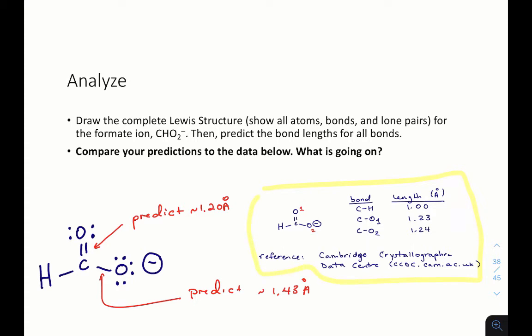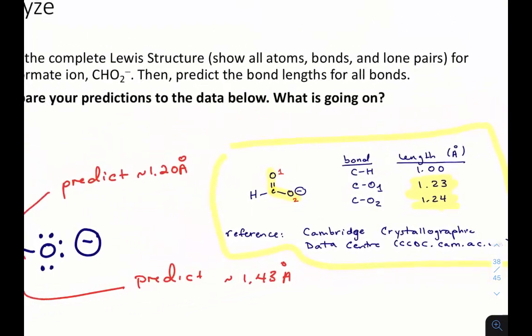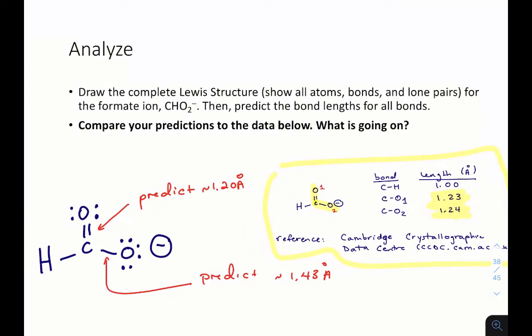It turns out that carbon-oxygen bond number 1 and carbon-oxygen bond number 2 have a pretty similar bond length of about 1.23 angstroms. So those two bonds have a similar bond length. We were pretty close on this bond, but we were way off on this bond. So what is going on? What are we missing?